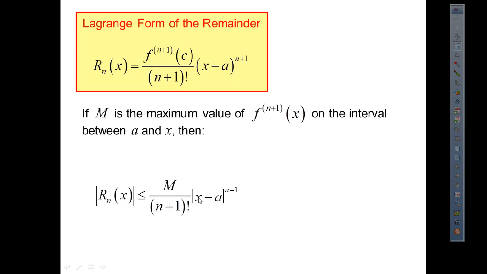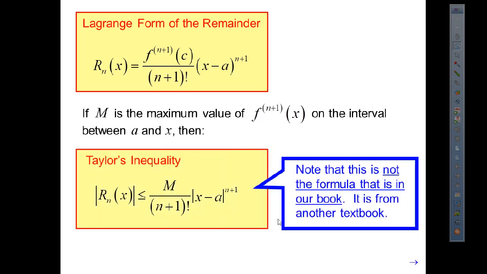So if this is our error and it's less than what we need it to be, and it's greater than the actual remainder of the series, then we're within our error that we need to fit in between. And this is called Taylor's inequality. Now, I want you to note that this is not the formula that is in our book. It's from another textbook, but it's an easier way to deal with it. The formula we've got is a little different.